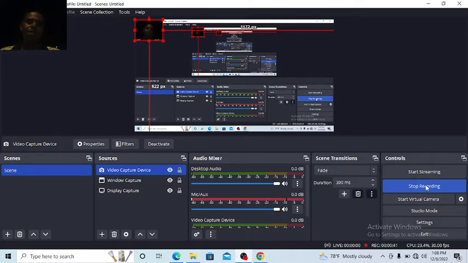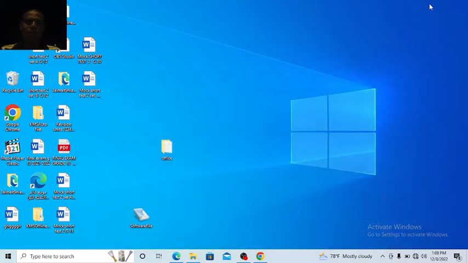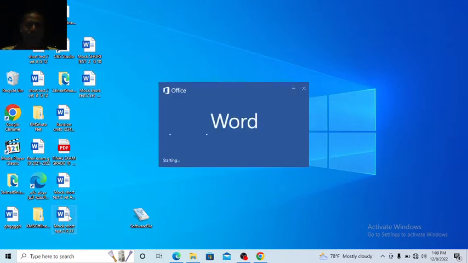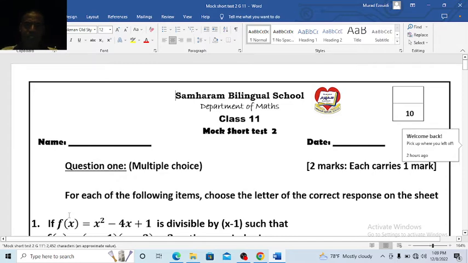Now I'm preparing your short test revision. I wish that everything will be clear for you. I'm looking at grade 11, this one. I'm opening it: Mock Short Test 2, grade 11, math, Samahan Bilingual School SBS, Department of Math.